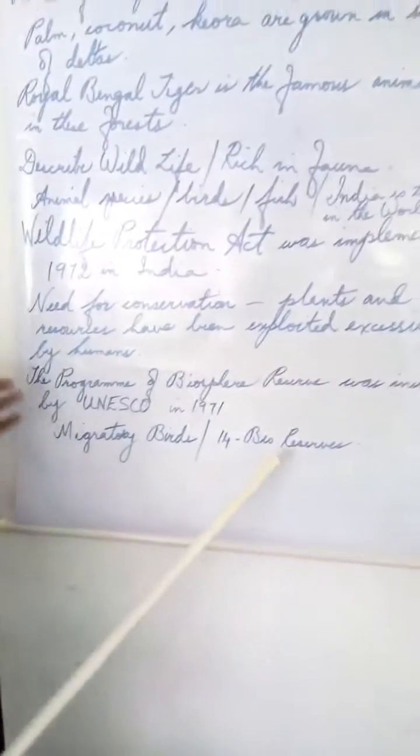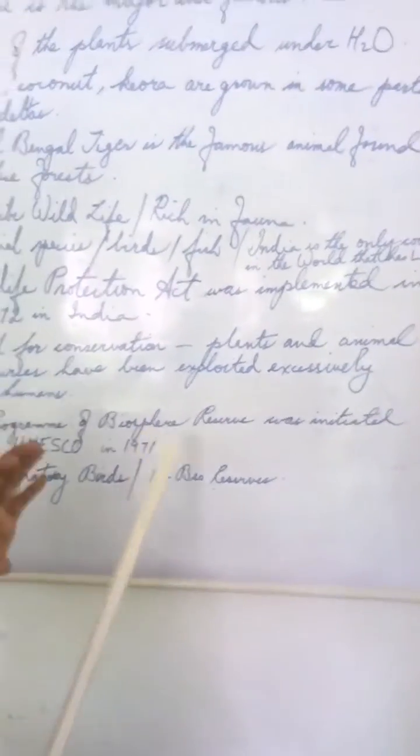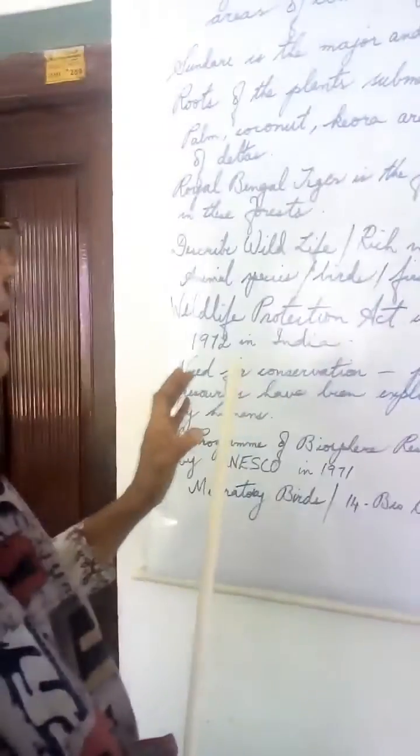So I was telling you about the Wildlife Protection Act. It was passed because the flora and fauna of our country were being very much exploited. So the government passed this act in 1972.